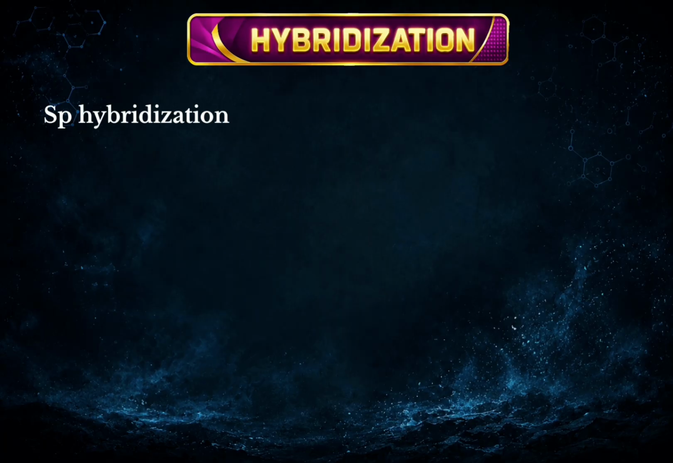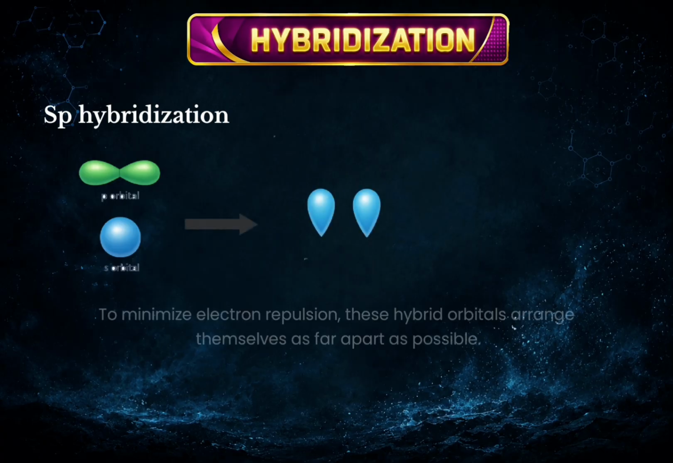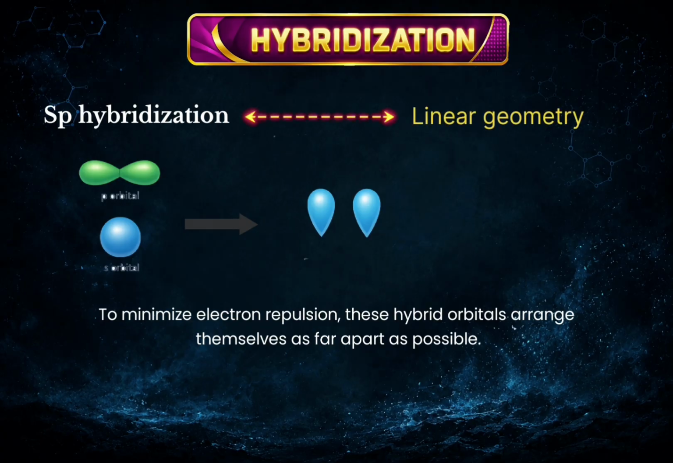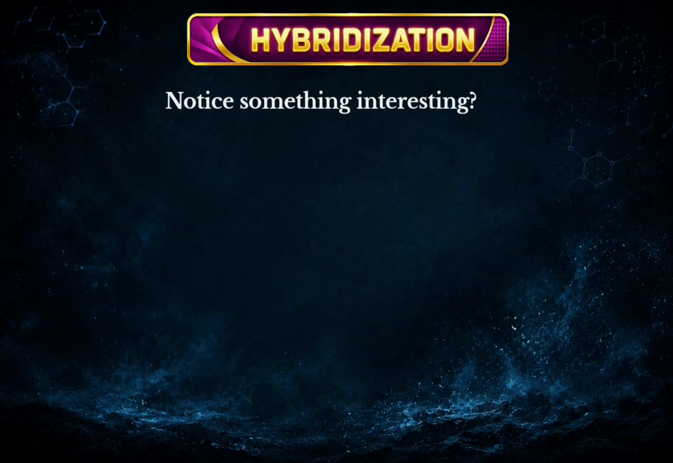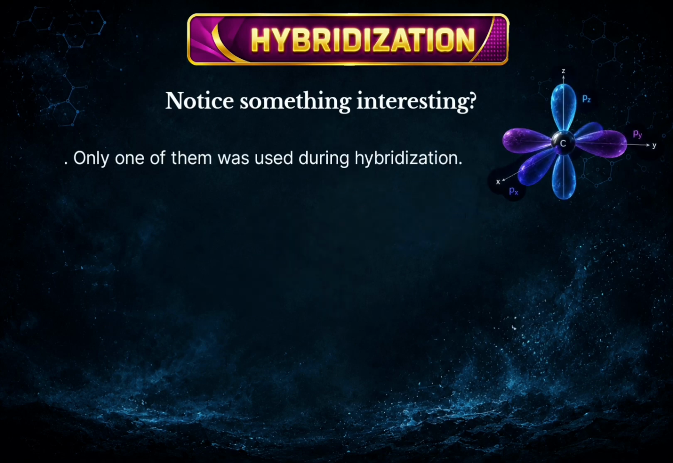First, sp hybridization. In sp hybridization, 1 s orbital mixes with 1 p orbital. This produces 2 identical sp hybrid orbitals. To minimize electron repulsion, these hybrid orbitals arrange themselves as far apart as possible. As a result, they form a linear geometry with a bond angle of 180 degrees. Notice something interesting. Carbon originally had 3 p orbitals. Only one of them was used during hybridization. That means 2 p orbitals remain unhybridized. We'll soon see why those unhybridized orbitals are so important.